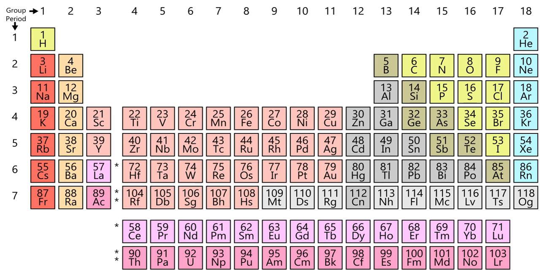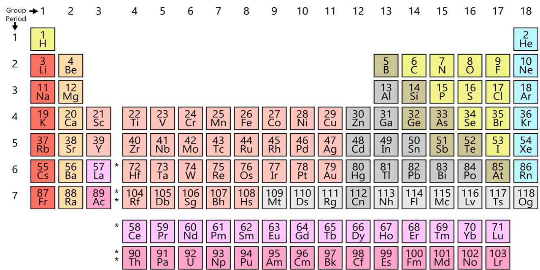Isotopes for elements 45 to 59. Previous, next go to periodic table. Isotopes for elements 60 to 74. Previous, next go to periodic table. Isotopes for elements 75 to 89. Previous, next go to periodic table.